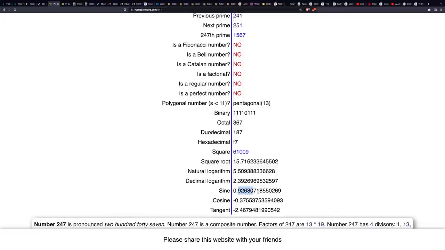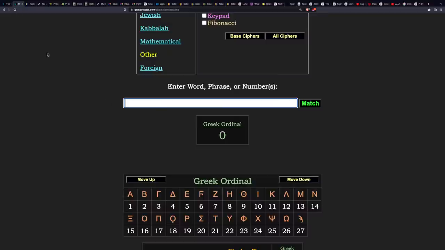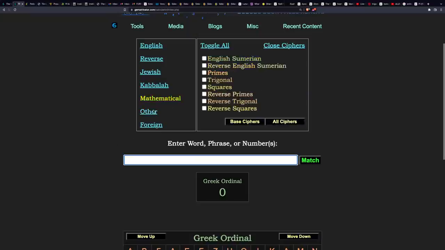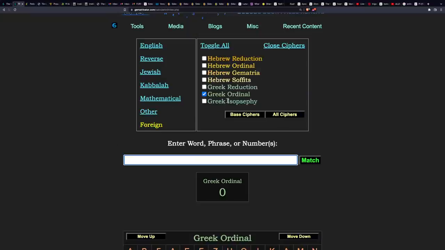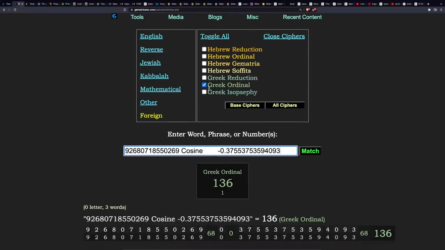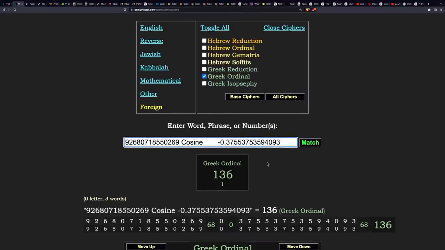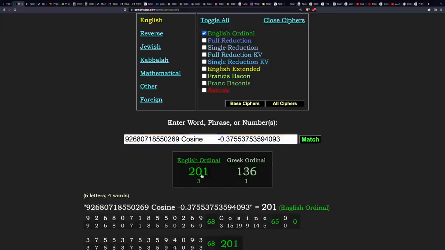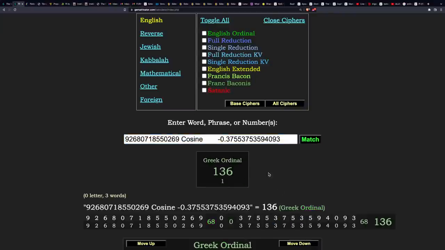And what you just want to do is copy this, and when you go to your gematrinator.com, I'm going to suggest you get rid of all these ciphers and just go with a 4-in-1 Greek, because the Greek, when I place any English words in here, it will not pick it up. So you want to use one of these Greek or Hebrew. It's only going to pick up the numbers, because if you go with English, it's going to throw it off. You see, you get 201 because it's adding in the cosine word here. So you want to get rid of that.